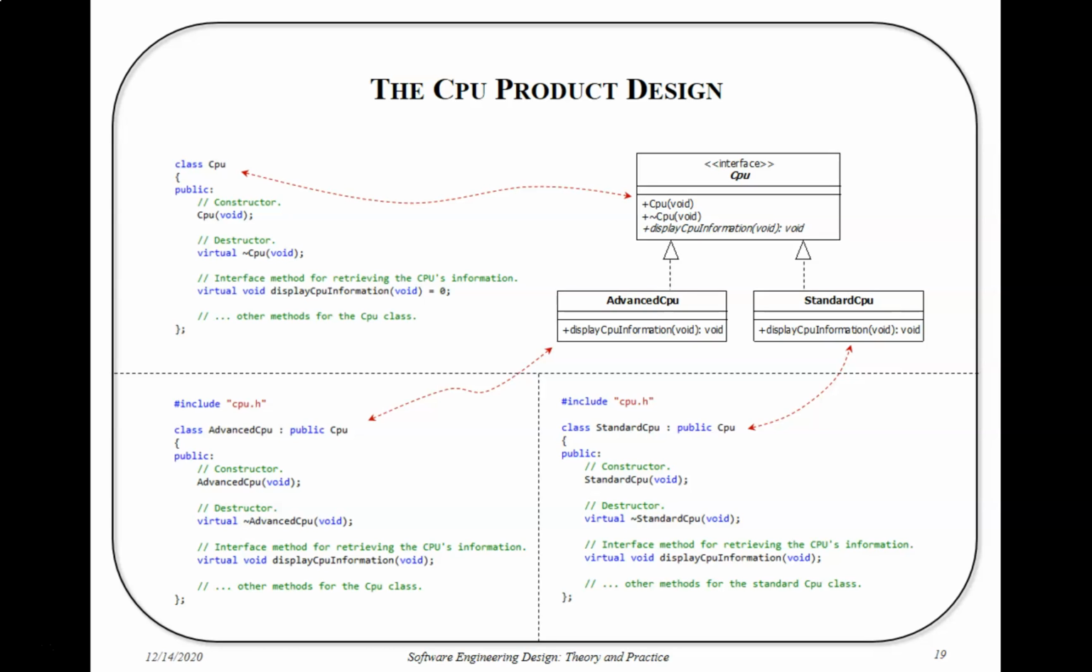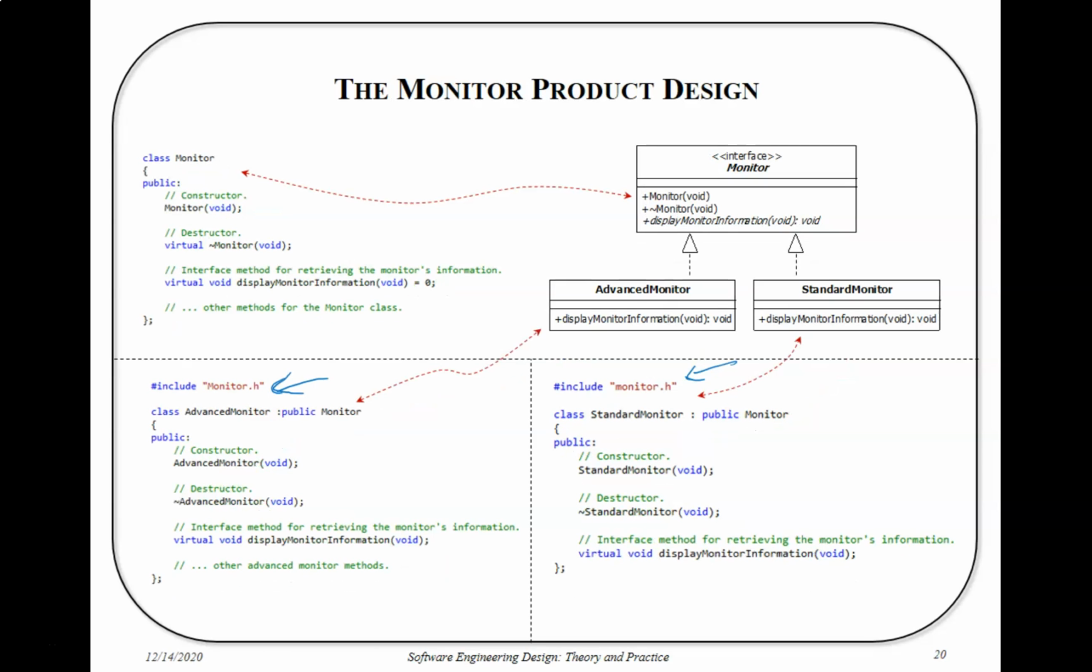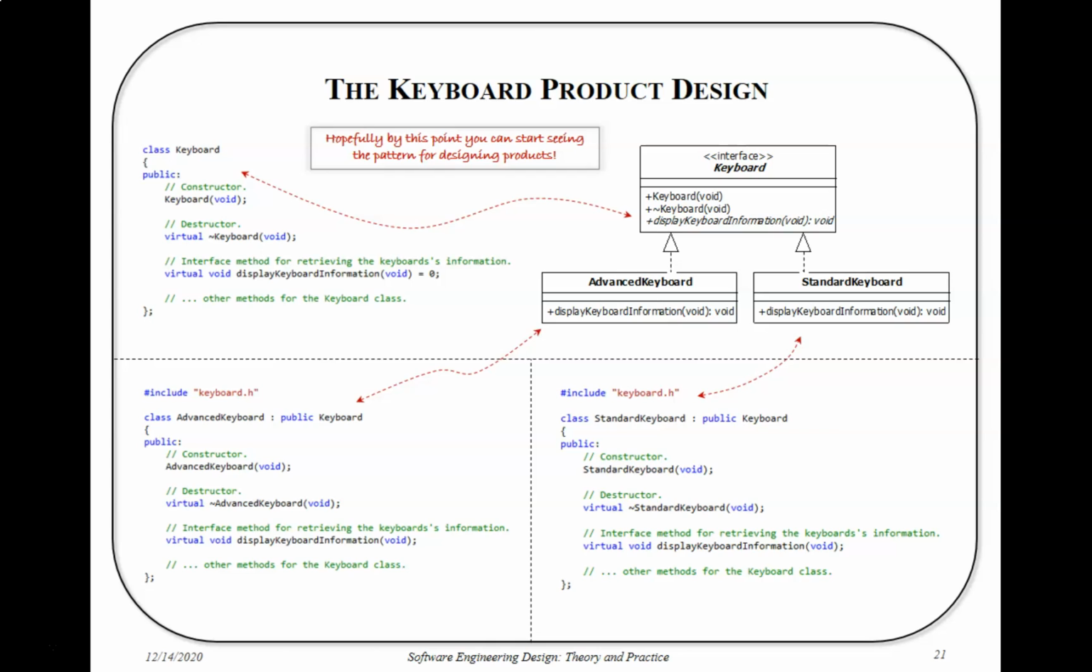So for the CPU product design, this is a concrete class for the CPU that implements the interface. Implements in C++ is like this. This is the .h file, so it will declare this concrete class in the .h file. If you see here, there is a semicolon because it is a header file or interface file for C++. This is for the monitor and then for the keyboard.